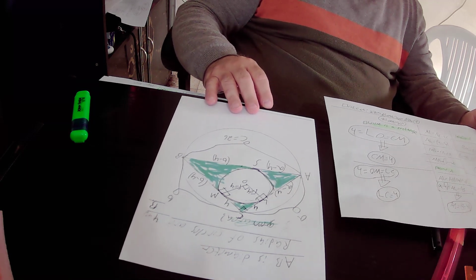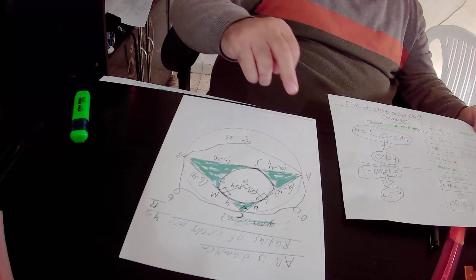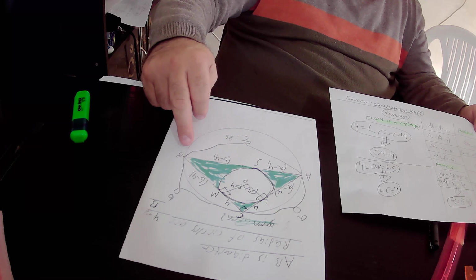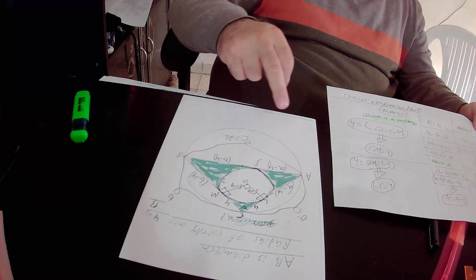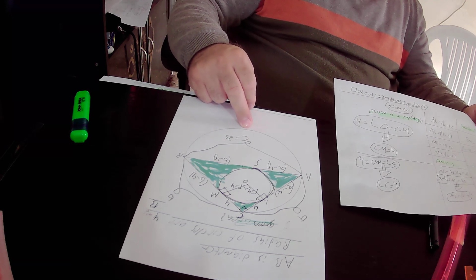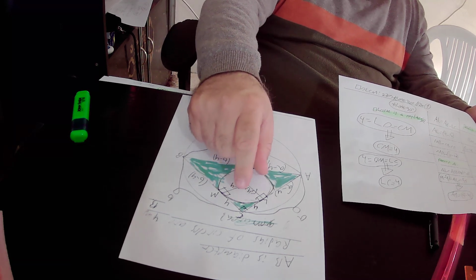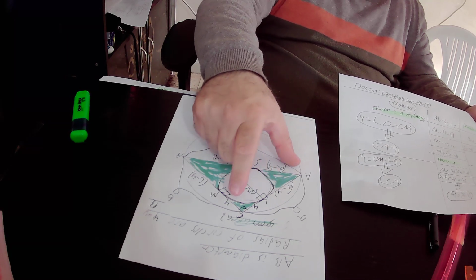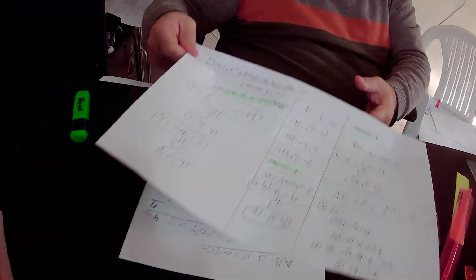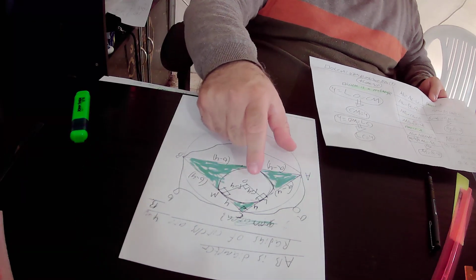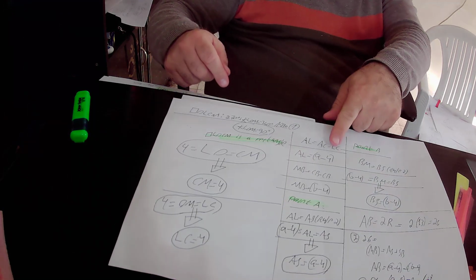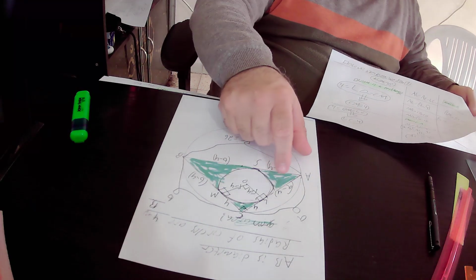Okay, then we defined side AC of triangle ABC as A, we define side CB of triangle ABC as B, and we define side AB of triangle ABC as C. And from the drawing it is very easy to see that AL equals AC minus LC. That is to say AL equals AC, that is A, minus LC, that is 4. So in conclusion, AL equals A minus 4.